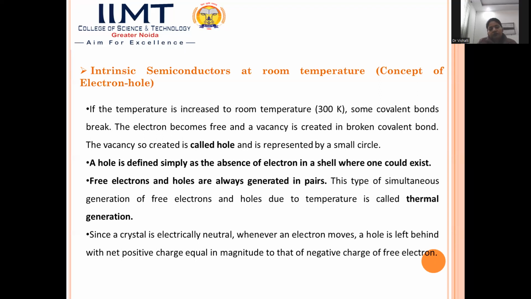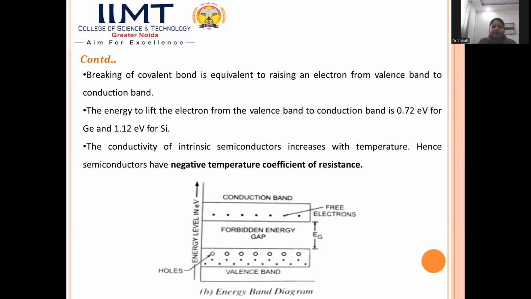So from now on, strictly speaking, this is not a particle. It is just the absence of the electron, which carries an equal amount of positive charge as the negative charge of the free electron. So now we will have two types of particle. One is a free electron. The other is not a particle in itself, but a vacancy left by the electron, and that is called a hole. It has an equal amount of positive charge, and the free electron has the negative charge. So that was the concept of the electron hole.